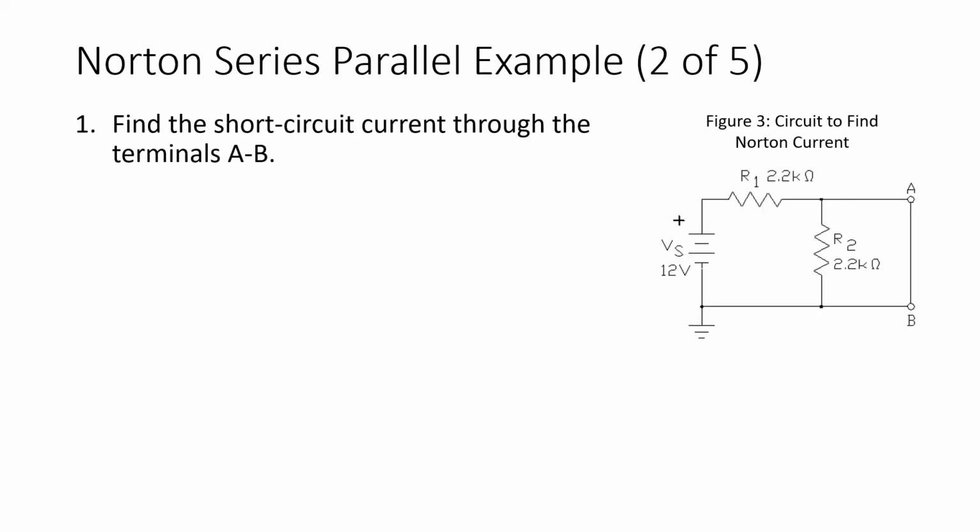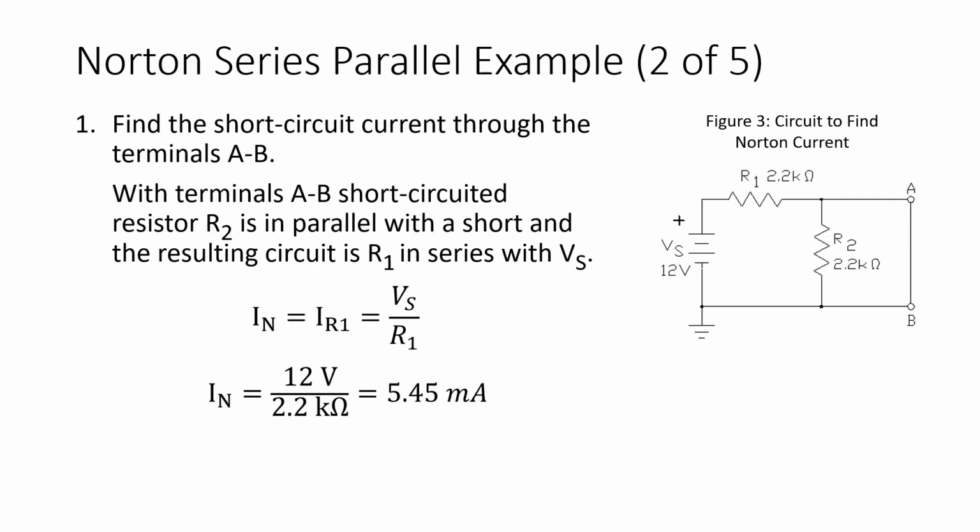So step 1, we find the short circuit current through the terminals A and B. Now, when I place a short from the terminals A and B, the resistor R2 is shorted, so no current will flow through R2. All the current that flows through R1 will flow through the short circuit. So the current from terminals A to B, the Norton current, is equal to the current that flows through resistor R1, which equals V source divided by R1, 5.45 milliamps.